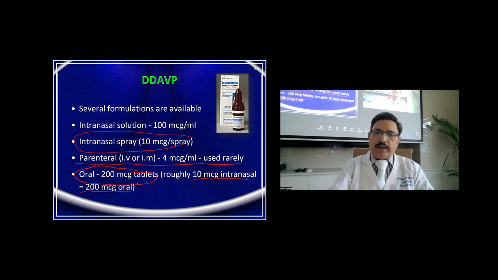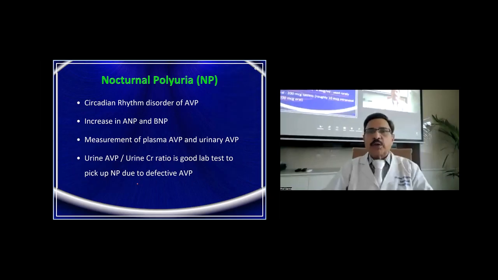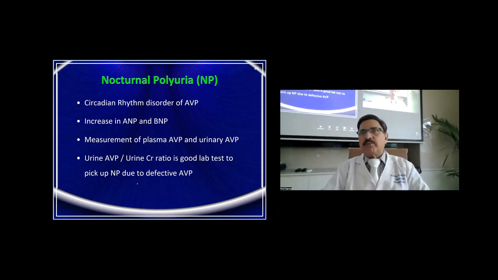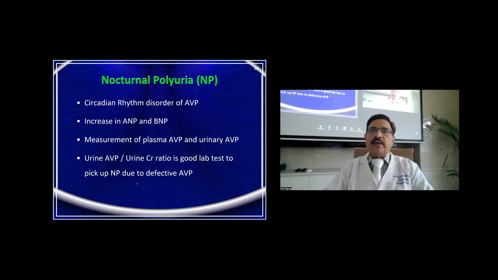Desmopressin spray, DDAVP spray. There's one condition, you may get a short note on it: nocturnal polyuria. It's not just polyuria, it is called nocturnal polyuria. Now, normally what happens is there is a circadian rhythm for the AVP. ADH has a circadian rhythm.